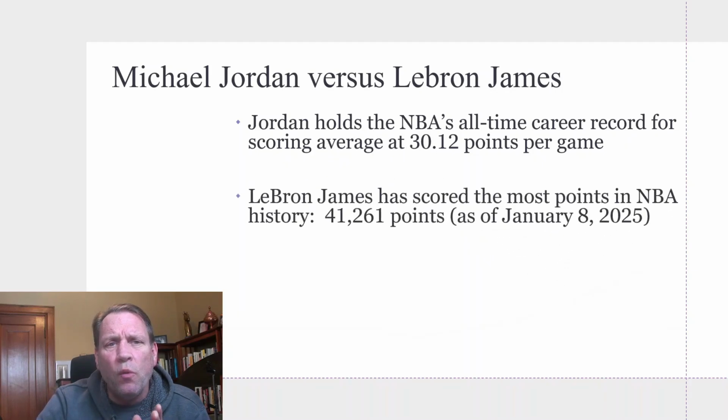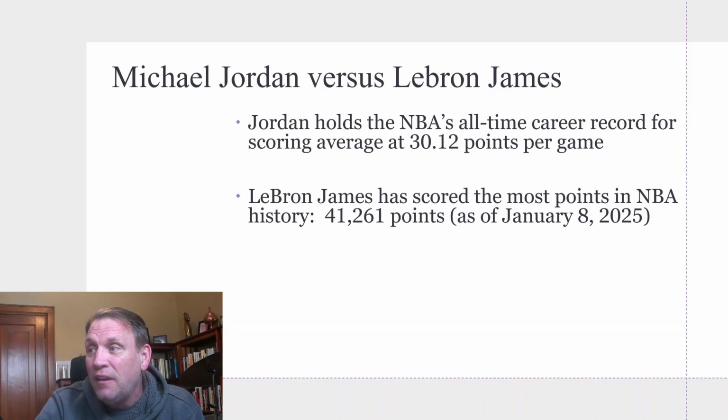But some of you might say, whoa, whoa, whoa, wait, Mikowski. What about LeBron James? Jordan scored 32,292 points in his regular season career. But as of January 8th, 2025, James has scored 41,261 points, or almost 9,000 points more than Jordan. And he's still playing at age 40.